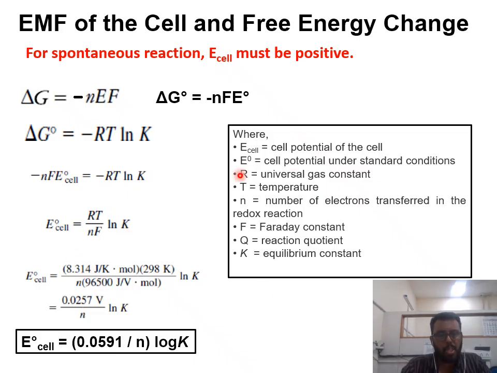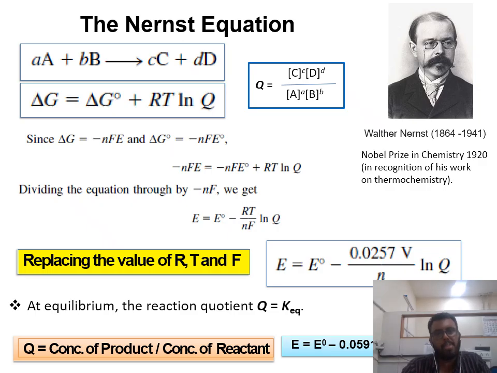And when you substitute all these constants, like the universal gas constant, the cell potential under standard condition E naught, and so on, the reaction coefficient, Faraday constant, number of electrons n, in this equation, you will get E cell equal to 0.059 divided by n log K. K is the equilibrium constant, and this is nothing but the Nernst equation, the simplified Nernst equation.